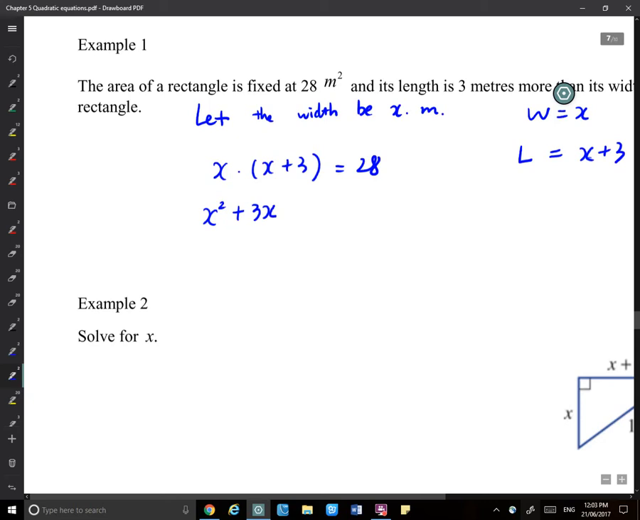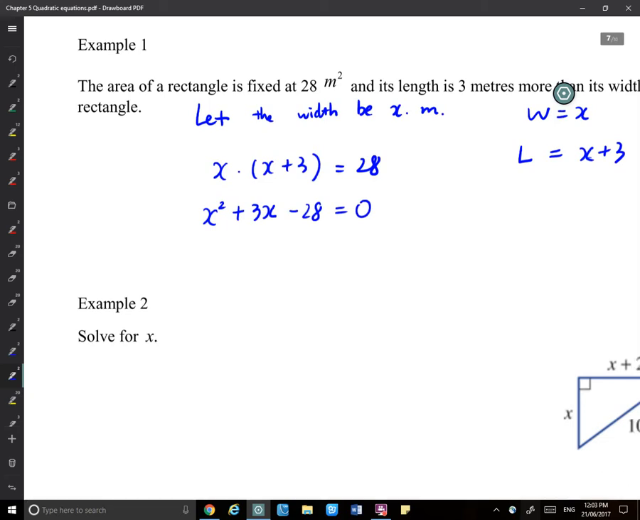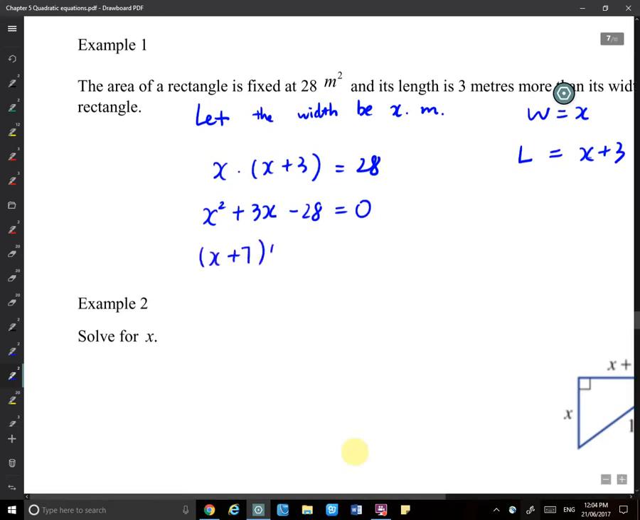Because we're trying to solve a quadratic, we need to move everything to the left-hand side and make the right-hand side 0. Okay, 28. How can we find the factors of 28 to make a 3? Negative 28. Okay, 7 and 4. Positive 7 or negative 7? Positive 7 and negative 4. So (x plus 7)(x minus 4) equals 0. x will be negative 7, or x will be 4.